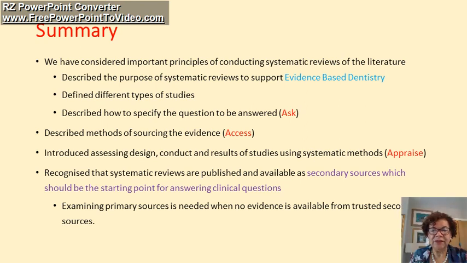In this next slide, I have summarised the detail of the topics covered in the lecture. We've considered important principles in conducting systematic reviews of the literature, why we do them, that there are different types of studies and information that contribute. We've spent time considering how to structure a question that will enable you to conduct a search of the literature efficiently and systematically. We've described primary and secondary sources of the evidence and how to access them. In the final steps, we've introduced you to appraisal, assessing design, conduct and results of individual studies.